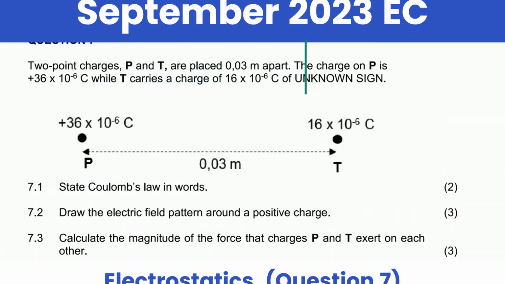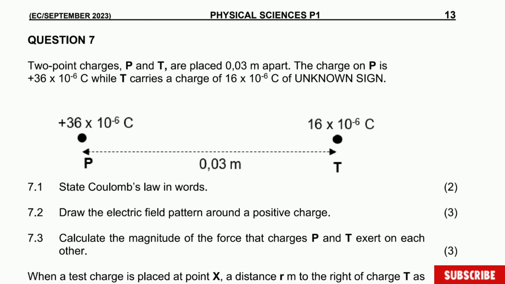This is going to be question 7 from the Eastern Cape question paper done in 2023 in September. However, this question is related to electrostatics and therefore is also applicable for grade 11.